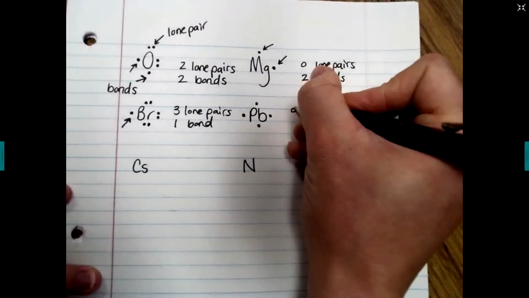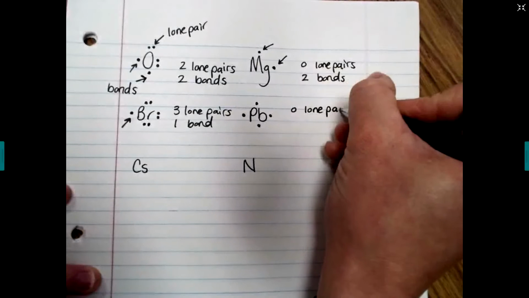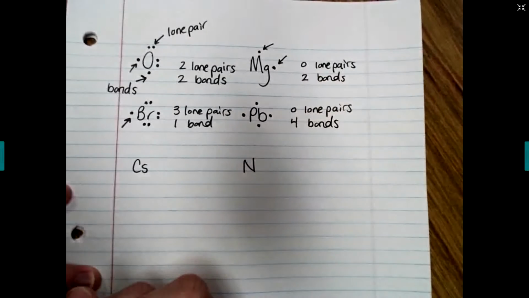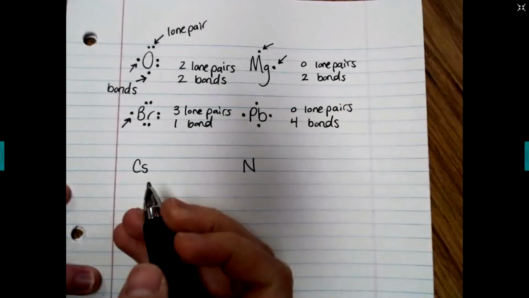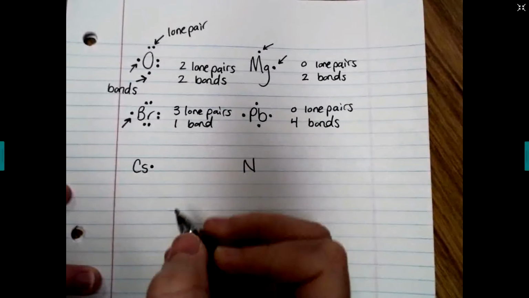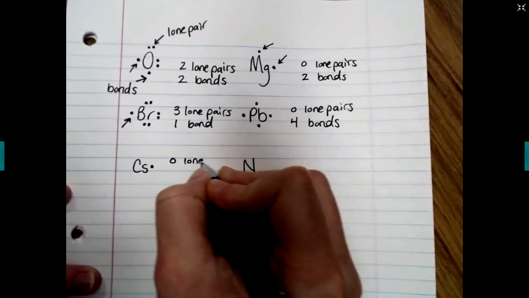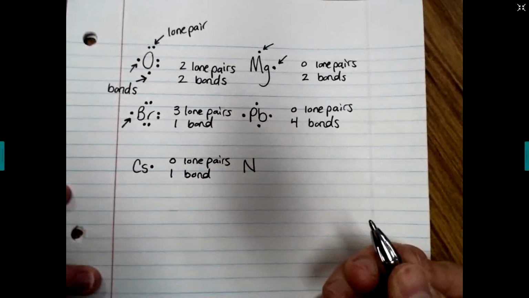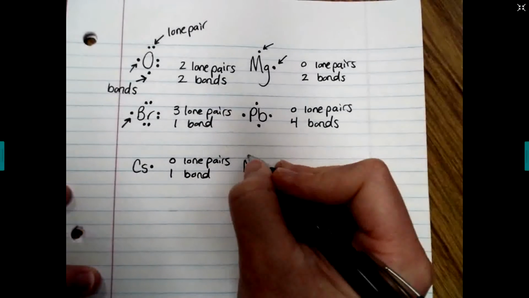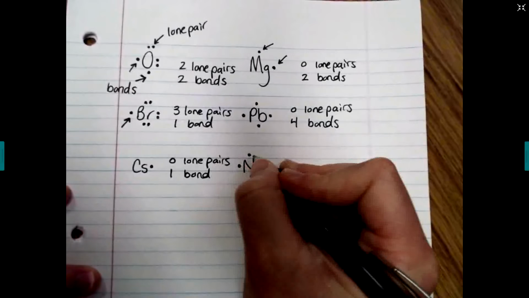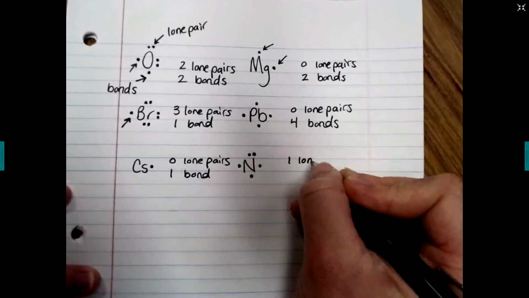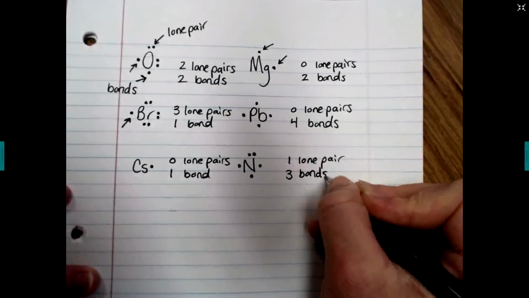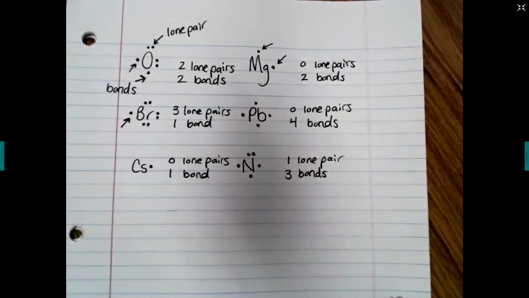Lead is in group 4, so it has 4 valence electrons. None of those are paired up, so that's 0 lone pairs, and it can form a total of 4 bonds. Cesium is in group 1, so it has 1 valence electron, so it has 0 lone pairs, and it can form 1 bond. And then nitrogen is in group 5, so it has 5 valence electrons. So it has 1 lone pair and 3 spots for bonds.